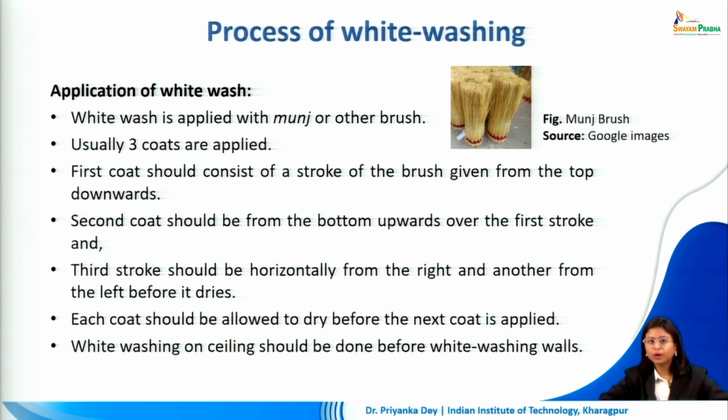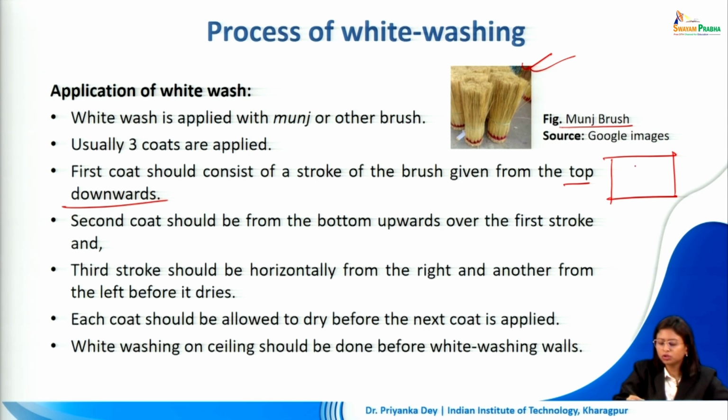To apply the whitewash, we use something called the munch. So munch is a type of brush, as you can see in the picture. This is used to apply whitewash onto the prepped surfaces. Usually 3 coats are applied. The first coat should consist of a stroke of brush given from top downwards. So if this is the wall, top downwards is the first coat.